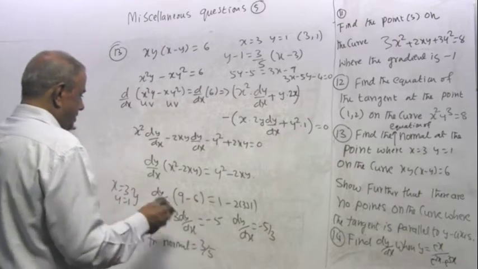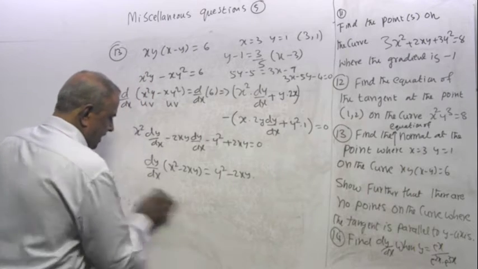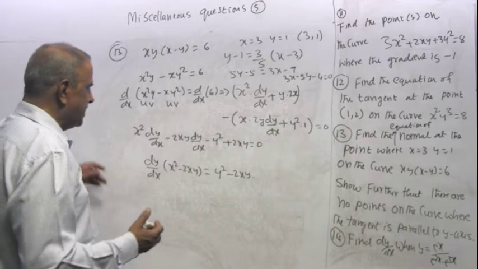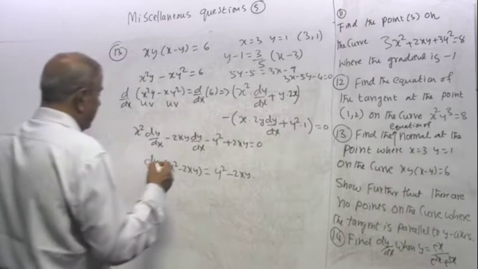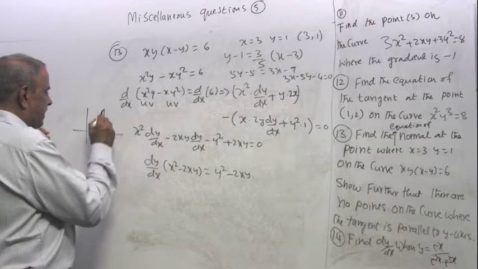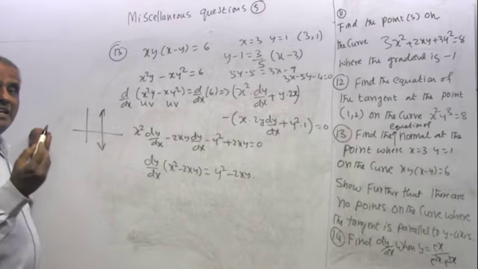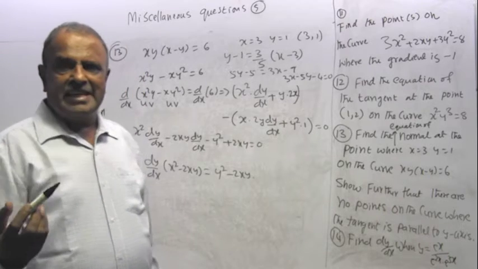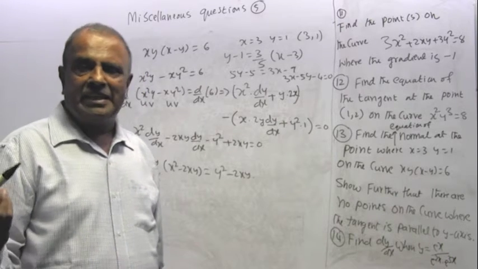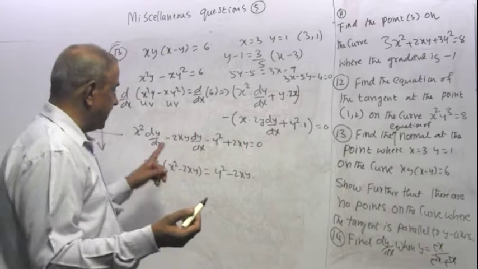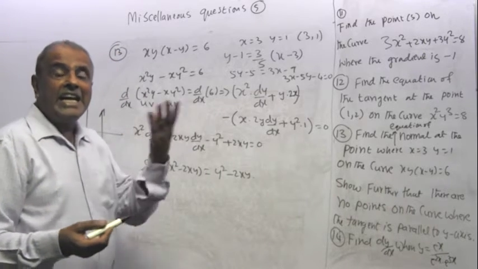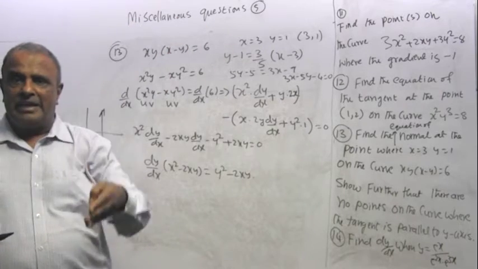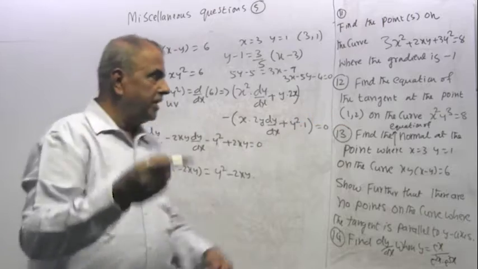Alright? Now, I have to show further that there are no points on the curve where the tangent is parallel to the y-axis. Look, if a tangent is parallel to the y-axis, the angle made by the tangent is 90 degrees. Remember, gradient is the tangent of the angle made by the line with the x-axis. So it makes 90 degrees with the x-axis. So tan 90 is infinity. In other words, if a tangent is parallel to the y-axis, dy by dx should tend to infinity.